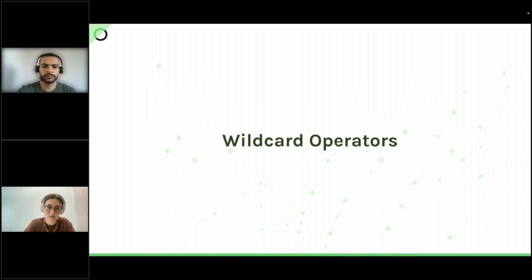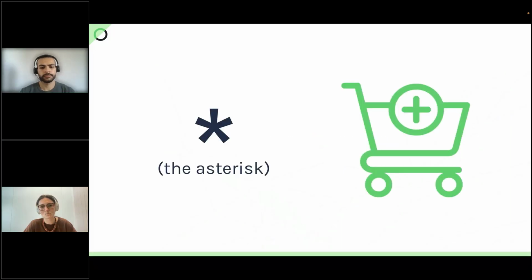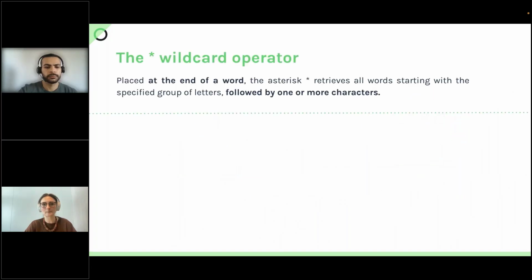And let's get started. So let's have a closer look at the wildcard operators. And first of all, there is the asterisk. So the asterisk, you can place it at the end of a word. And whenever you do that, it will collect all the words that start with that group of letters, and they can be followed by one or multiple characters. So to make this more clear, let's take an example.